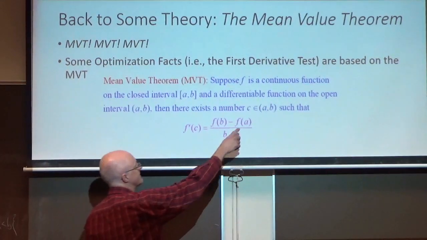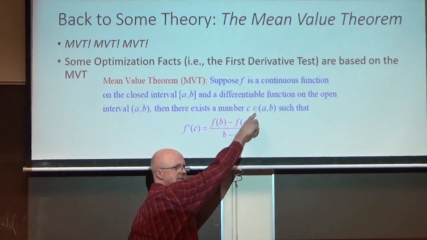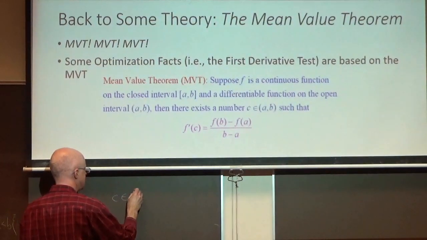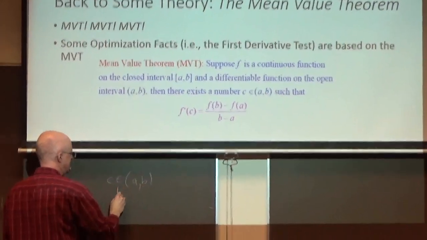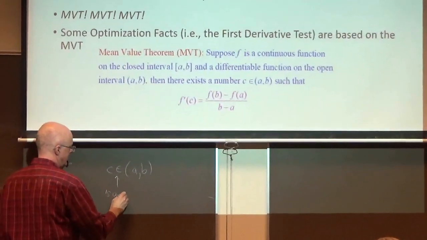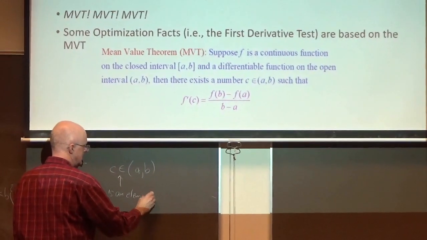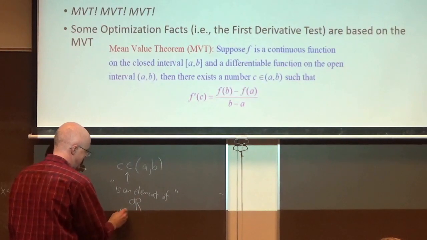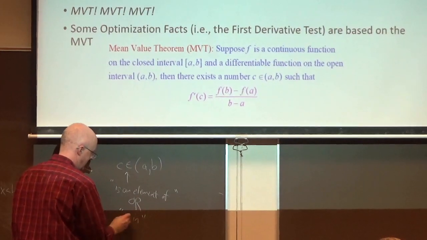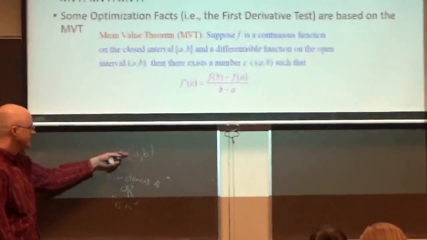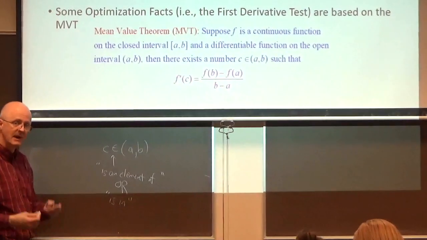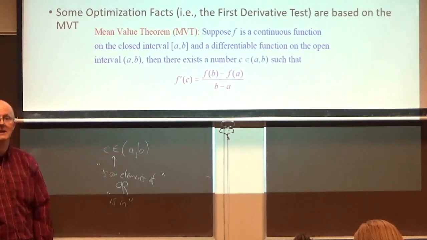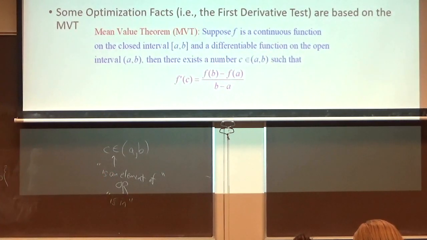This funny looking epsilon type symbol is a symbol for is an element of. C is an element of, or just is in, for short, this open interval from A to B. There's some number strictly between A and B, where that equation right here is true. F prime of C equals f of B minus f of A divided by B minus A.